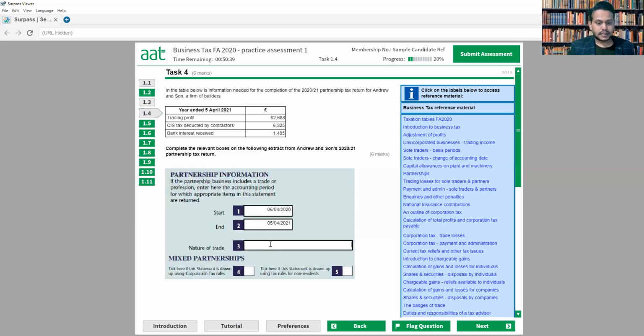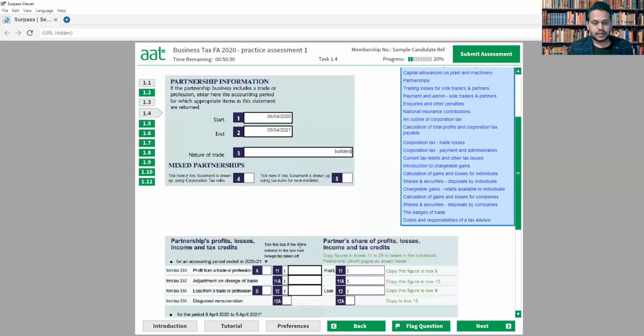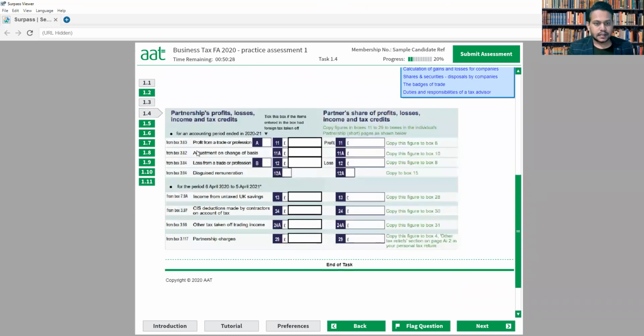Okay, nature of the trade is builders. So you can say builders, and after that, all you have to do is fill some boxes. It's very simple. Profit from trading, the question gave it to us. How much is the trading profit? That is 62,688. This is the trading profit, and we don't have any adjustments, nothing. No remuneration. Income from untaxed savings: yes, we have savings, so income from the interest or bank savings income. This one we have 1486.